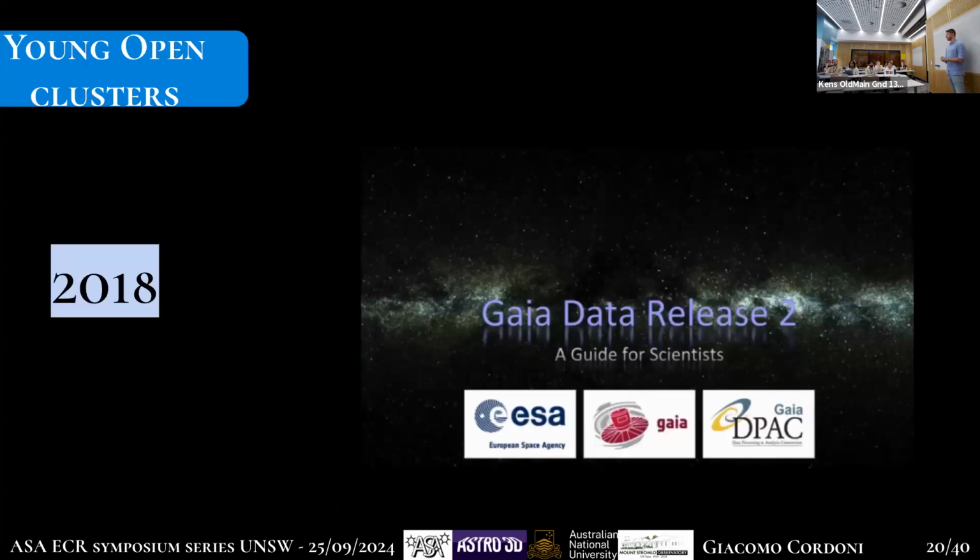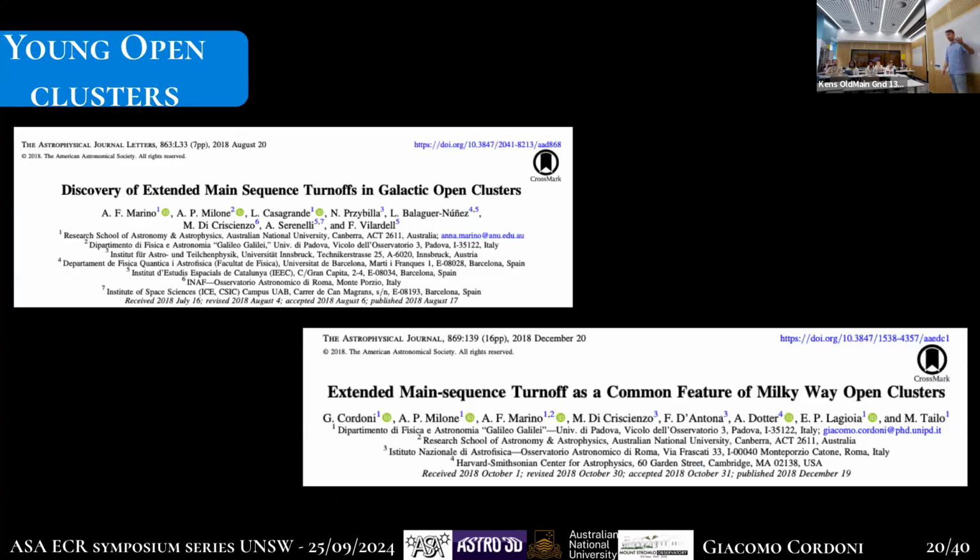And then came 2018. Actually, I think it was between 2017 and 2018. The second release of the Gaia mission sort of revolutionized the field of star clusters, particularly in the Milky Way. We had much more data, better data, very good astrometry and photometry, which allowed us to study open clusters as well, which at this point were basically not considered. So we were studying globular clusters, we were studying Magellanic Cloud clusters, but not open clusters.